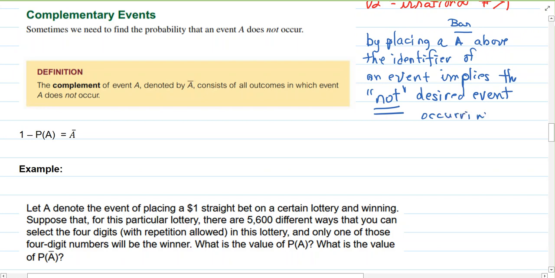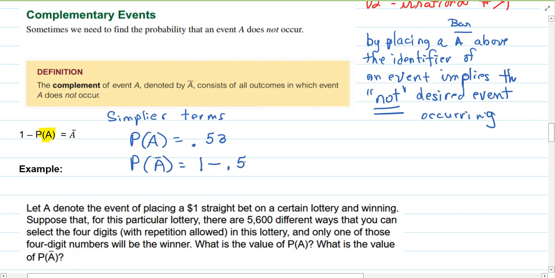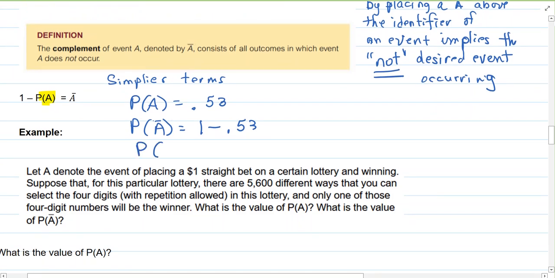So what does this tell us? It says that 1 minus the probability of the event is the not of the event. So in simpler terms, if I have the probability of A equal to 0.53, then the probability of not the A event occurring is 1 minus the 0.53. So then we have the probability of not the event being 0.47.